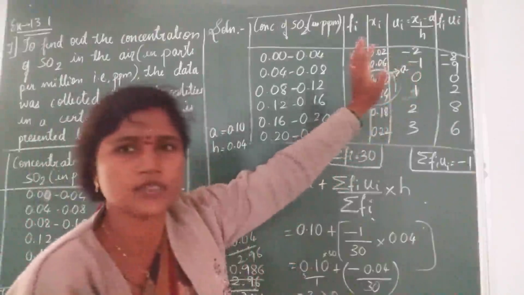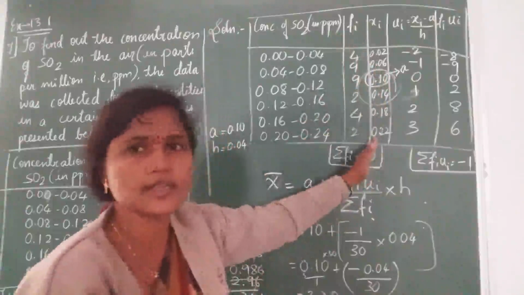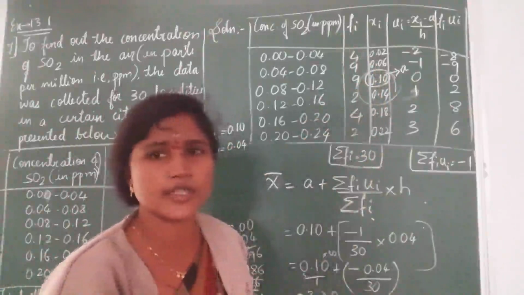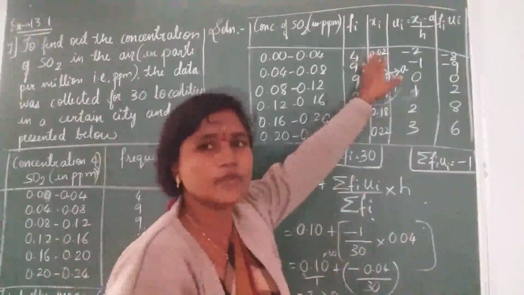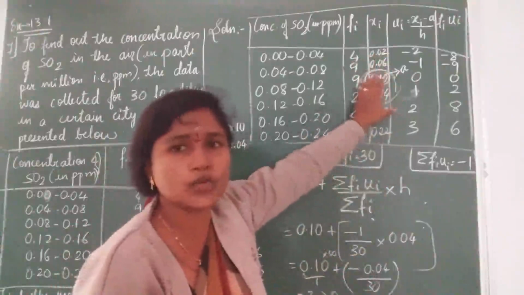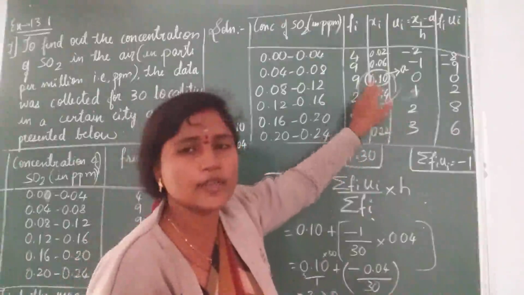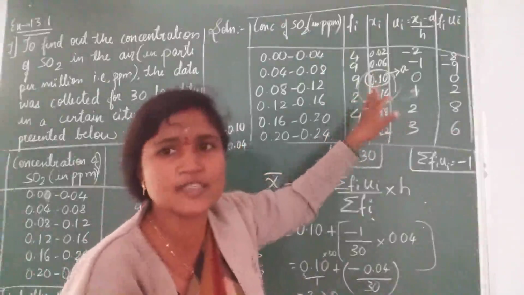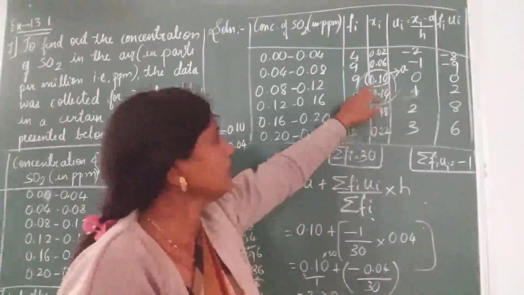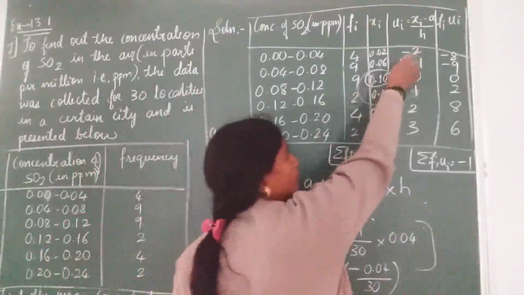Next, how to find the ui? ui is nothing but the difference of the class mark and an assumed mean. How to assume the mean from the class marks? I told you about the odd number of terms in the class mark. Now here in the class mark we have an even number of terms. When there are even terms, in the middle we get two terms, that is 0.10 and 0.14. Any one you can choose as the assumed mean. Both are the same. So I am assuming 0.10.